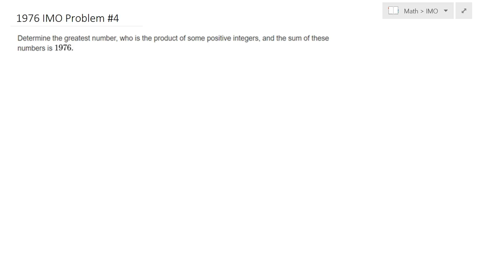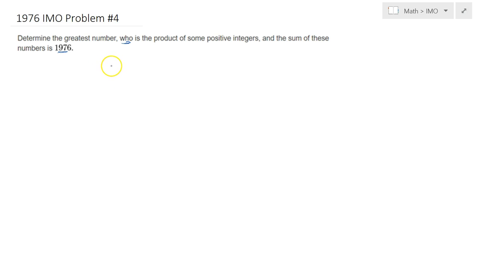Hello everybody, in this lecture we will be solving 1976 IMO problem number 4. Here is a view of this problem. We would like to determine the greatest number which is the product of some positive integers, and the sum of these numbers is 1976. Looks like this problem is pretty badly worded, but the main idea is this. You would like to find a partition of 1976.